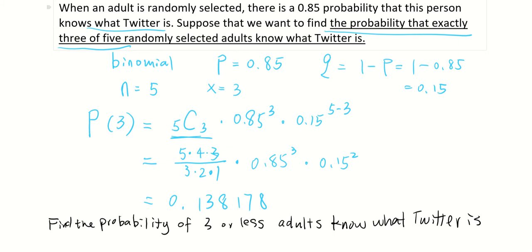So now let's go back to this example. If I add a question asking, find the probability that 3 or fewer adults know what Twitter is, how do we find that? Well, finding the probability of 3 or fewer adults knowing will be P of X less than or equal to 3. Basically, you're looking for P of 0, P of 1, P of 2, and P of 3, adding up together.